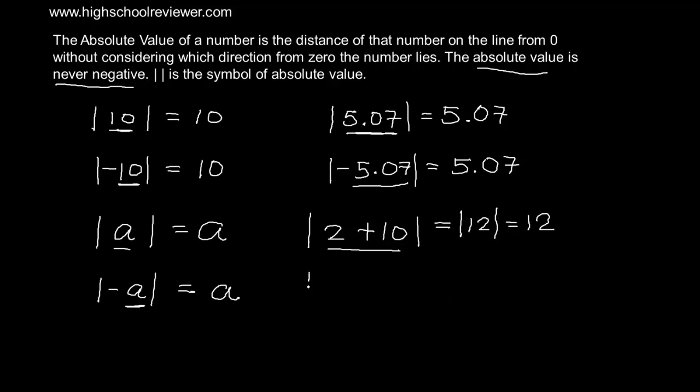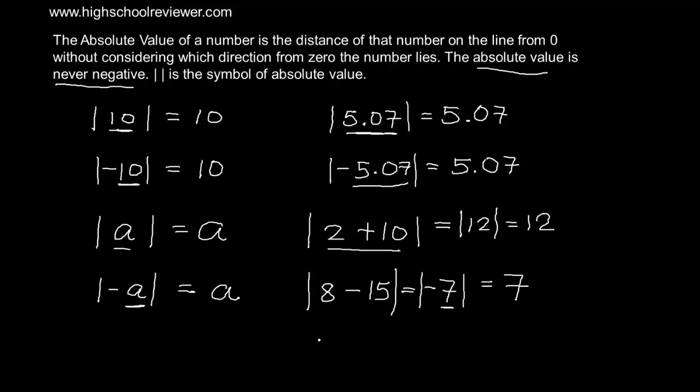How about if we are going to find the absolute value of 8 minus 15? Again, first we need to solve 8 minus 15. So this will be the absolute value of negative 7. And the absolute value of negative 7 is the number itself, disregarding the sign. And the absolute value now of negative 7 is 7.